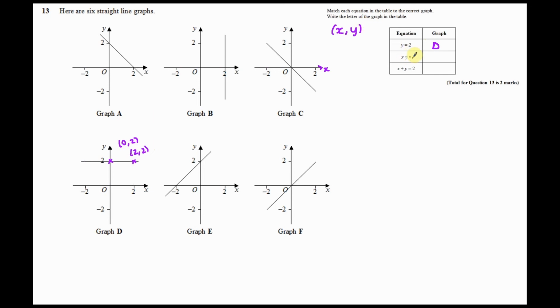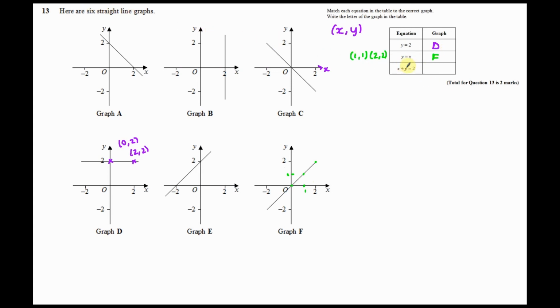Now for y equals x, if you imagine what that's saying there, you've got the coordinates 1, 1, because y and x are the same, 2, 2, 3, 3, etc. And if we look at these graphs here, you can see that here, that's 2, 2. So if we were halfway across, that would be 1, 1. And it would be 0, 0. So this graph F is the graph of y equals x.